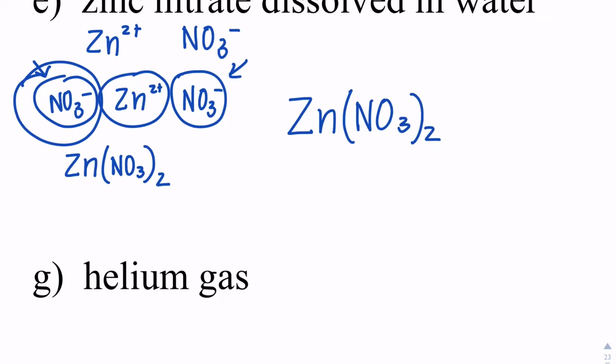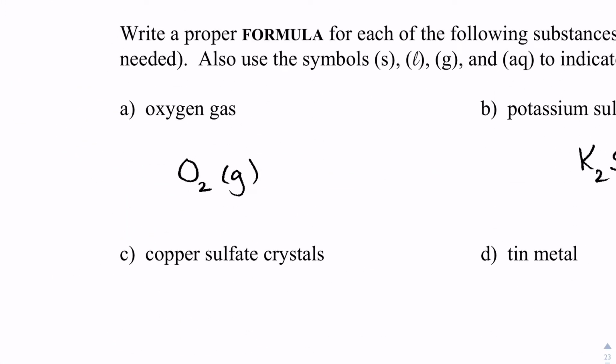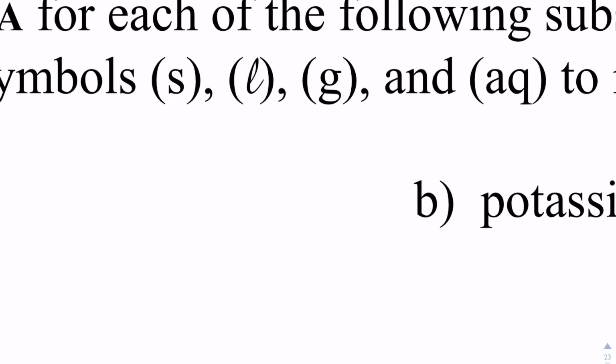The problem is telling us it's dissolved in water, meaning it is soluble. It will dissolve in water. And there are 4 different types of phase notation. There's solid, which zinc nitrate on its own would be solid, but it's telling us it's dissolved in water, so it is no longer solid.